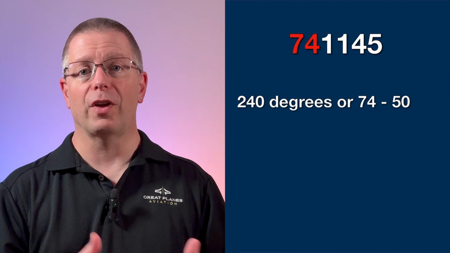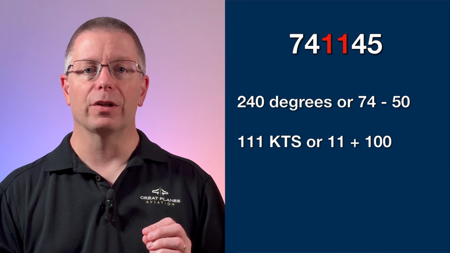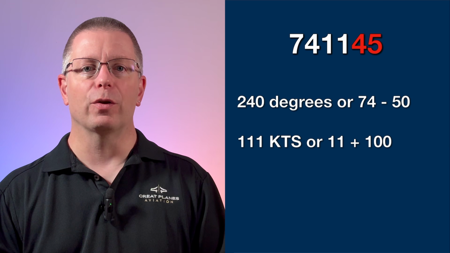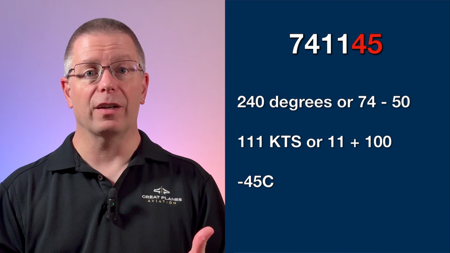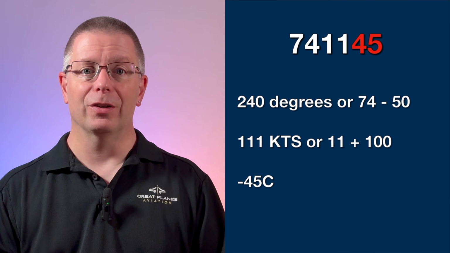Using the same process I demonstrated earlier, we can see that the winds over GAG are forecast to be from 240 degrees, or 74 minus 50, at 111 knots, or 11 plus 100, and negative 45 degrees Celsius. We know the temp is negative because we're over flight level 240. Did you come up with the same answer?